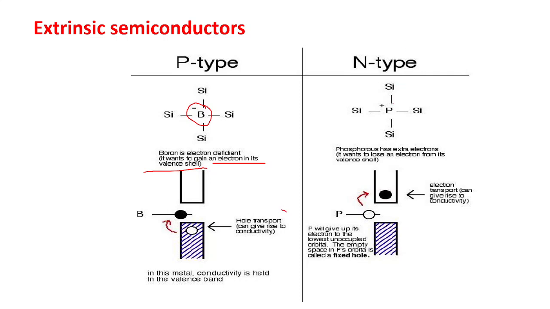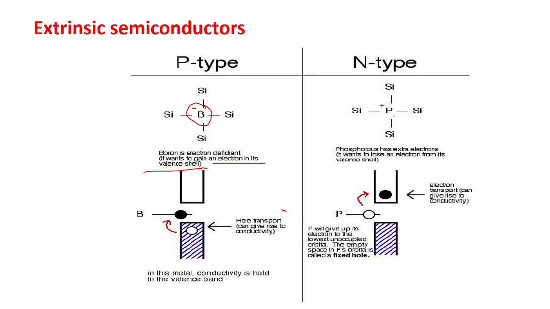And if there is an n-type material, which means there is an extra electron, the material wants to lose its extra electron, so the conductivity will be held in the conduction band. This is how p-type and n-type materials work. But we cannot use these p-type and n-type materials individually for harnessing the solar cell. So we need to merge these two materials, p-type and n-type, to make a single crystal.